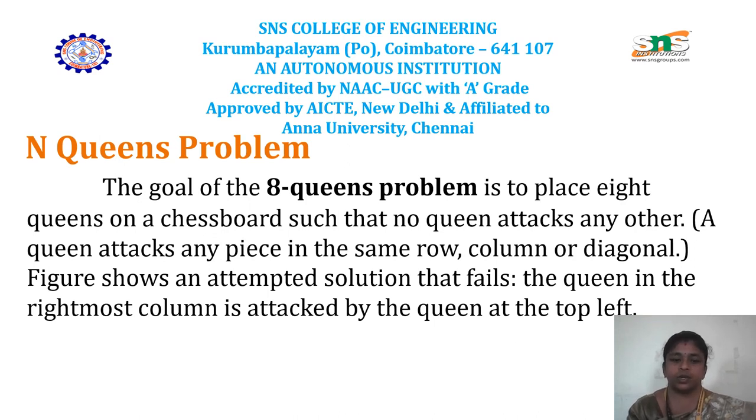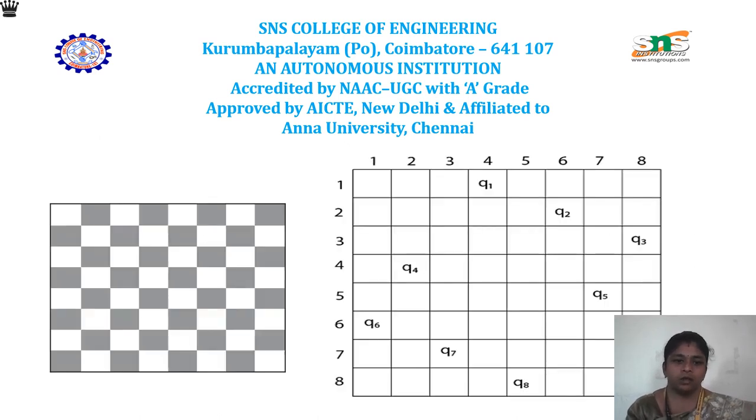Another solution fails, because the queen in the rightmost column is attacked by the queen at the top left. So this is the chessboard and this is the 8 queens problem. There are 8 rows and 8 columns. The first queen is placed in the first row, fourth column, and for the second queen we can place here, here, or anywhere. I'm going to place the second queen here.